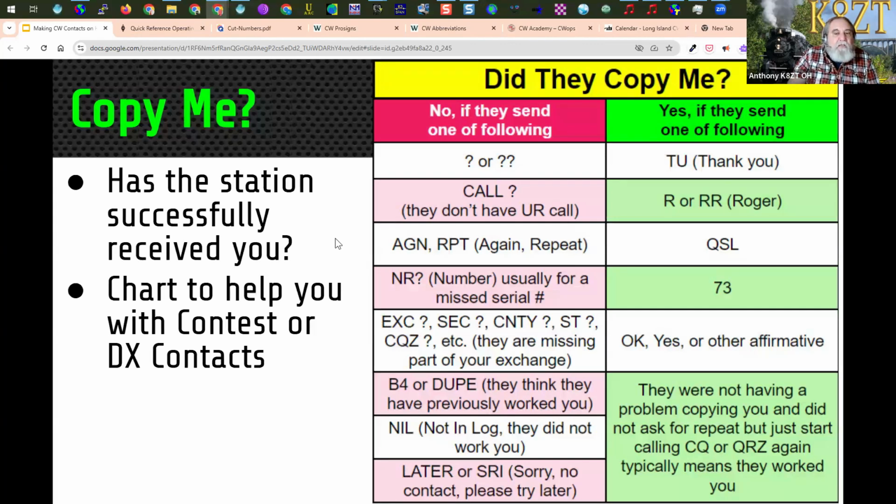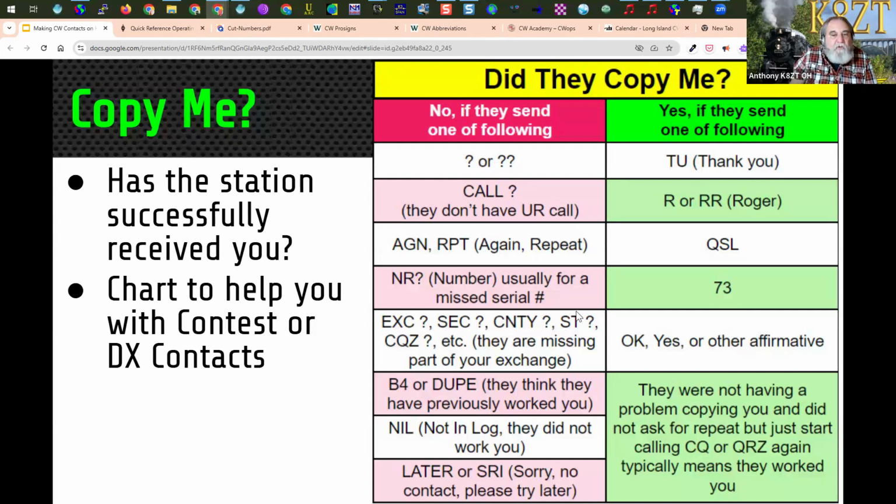So this little chart is very important, especially when you're starting out, because you want to know whether they got the information and you're successful. Maybe you're having a hard time copying them because you're new. You have 20 minutes to copy their call sign because they're sending it over and over again, which is great. Now you want to make sure they got the exchange so that you know that they finished the contact.